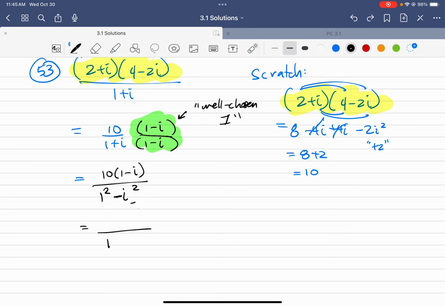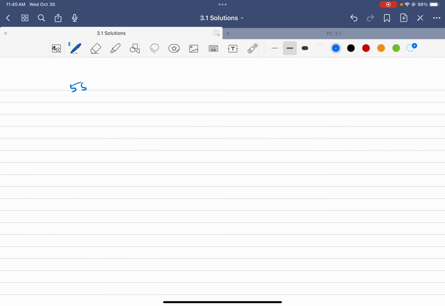So this is just plus 1. And so on the bottom, I get 1 plus 1, which is 2. And the top, if I distribute, I get 10 minus 10i. So then 10 minus 10i is the same as 10 divided by 2 minus 10 divided by 2 i's. So that's 5 minus 5i. For our last question, it's 55.